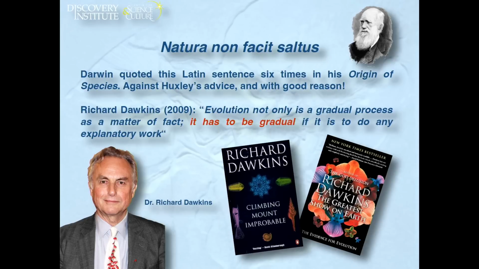And so it's not just an artifact of the history of evolution from Darwin's time. Even if we look at modern proponents of Darwinism like Richard Dawkins, maybe the most famous popularizer of Darwinism, he said evolution not only is a gradual process, as a matter of fact, it has to be gradual if it is to do any explanatory work. Which means if we find that the fossil record or other data are not gradual, then it's a problem for the theory. It's not just some side issue.